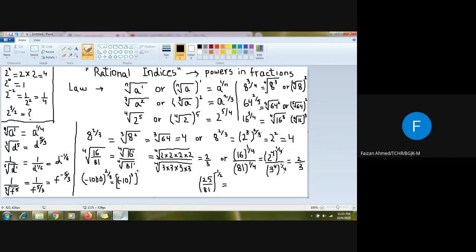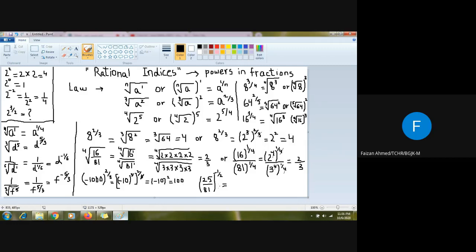So 2 upon 3 will be outside the bracket, and what will happen now? This 3 and this 3 will be cancelled out, and the remaining will be minus 10 square. And you know that the square of minus 10, meaning minus 10 multiplied by minus 10, is definitely 100. So the answer is basically 100.